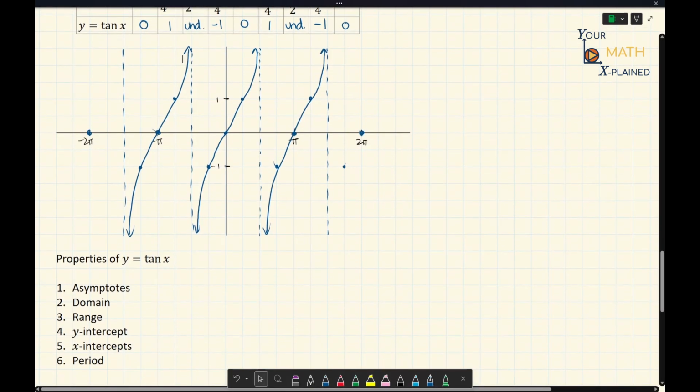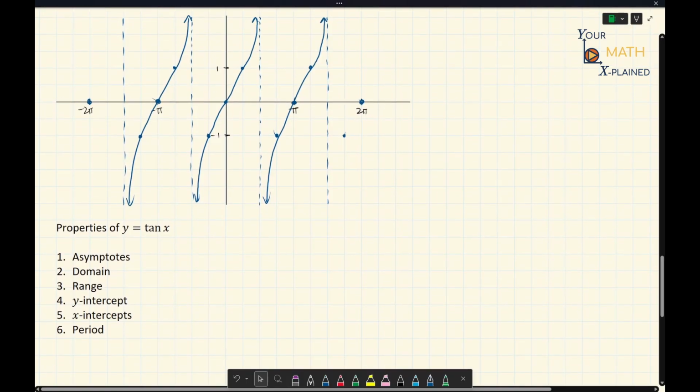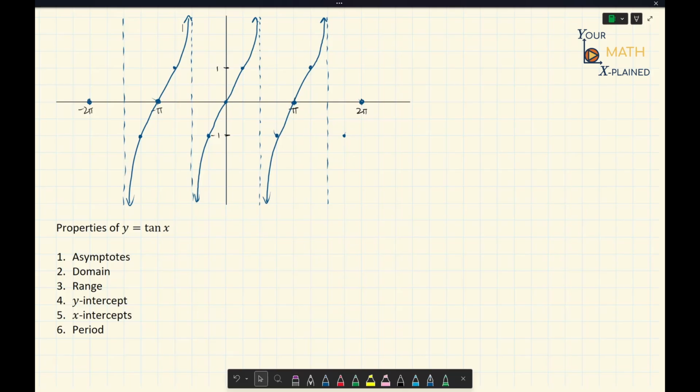Now let's go ahead and write down our properties. So the first one is asymptotes. We can see that these vertical lines happen at intervals of pi, but shifted by pi over 2. So meaning our asymptotes are going to be x is equal to pi over 2 plus n pi, where n is an integer. So why are we writing this down? We're writing this down because these asymptotes are what our x cannot be. So meaning our domain is going to be x cannot be equal to pi over 2 plus n pi, where n is an element of the integers.